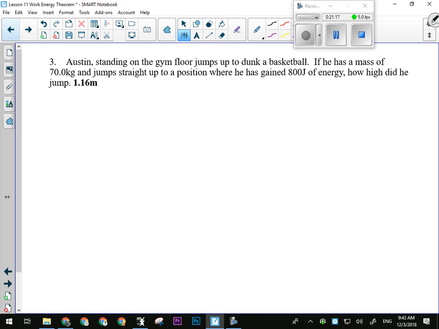Okay, so if we're standing on the gym floor and we're going to jump straight up, I'm not going to take a run at it, just going to jump straight up and dunk a basketball. He has a mass of 70 kilograms, and jumps straight up to a position where they've gained 800 joules of energy. What kind of energy does he have if he's jumped upwards? Potential energy. So his potential energy at this point is 800 joules. We're looking for the height of his jump.